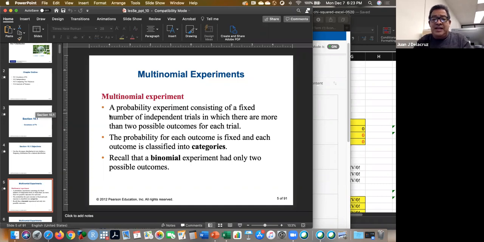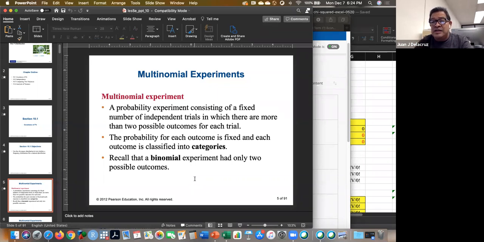This is a probability experiment consisting of a fixed number of independent trials in which there are more than two possible outcomes for each trial. The probability for each outcome is fixed, so the probabilities are always the same and are not going to change. Each outcome is classified into categories. We compare this with the binomial experiment, where we have only two possible outcomes, success and failure. In a multinomial, we have more than two.